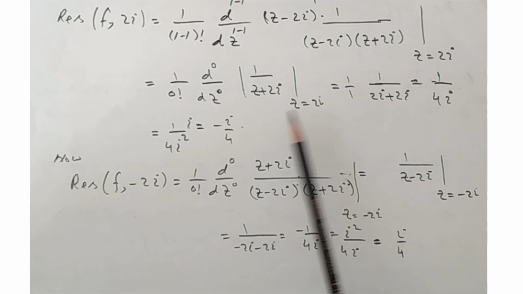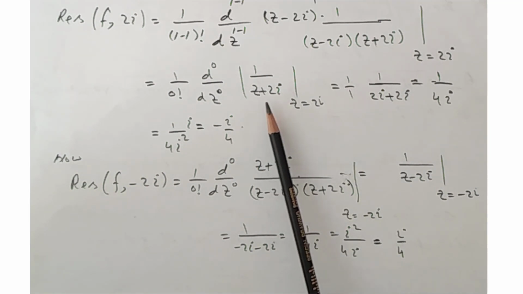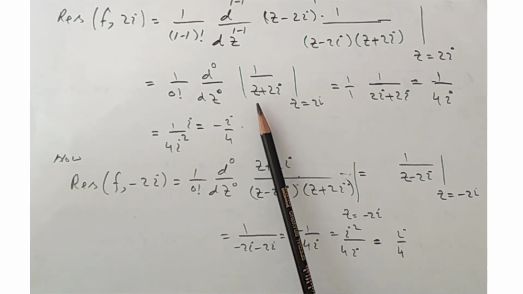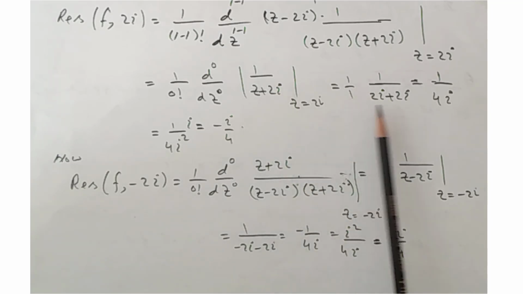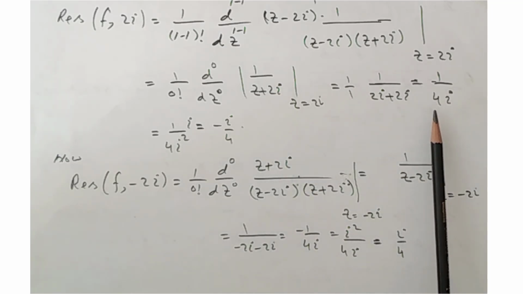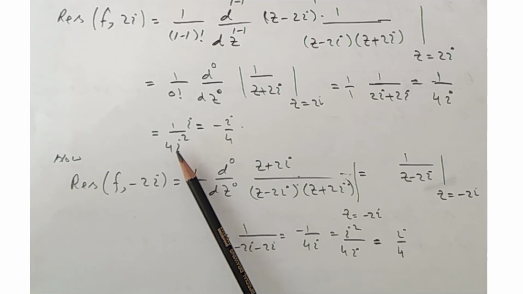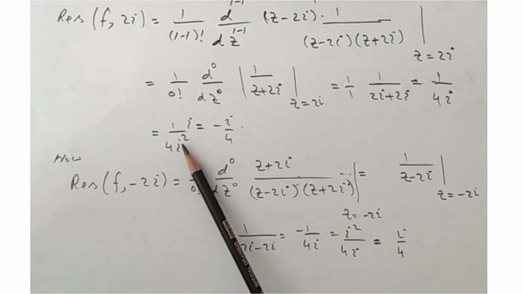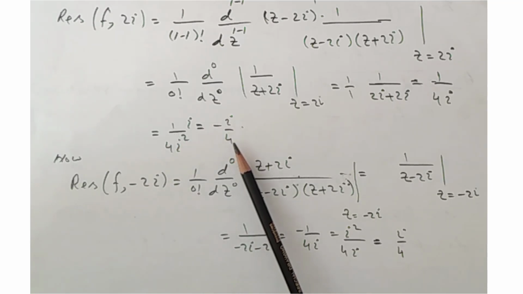So after simplification, this becomes 1 by (z plus 2i), and we put here the value 2i. This becomes 1 by 4i. Multiplying and dividing by i, this becomes i squared minus 4, so this is minus i by 4. This is the residue of the function at 2i.